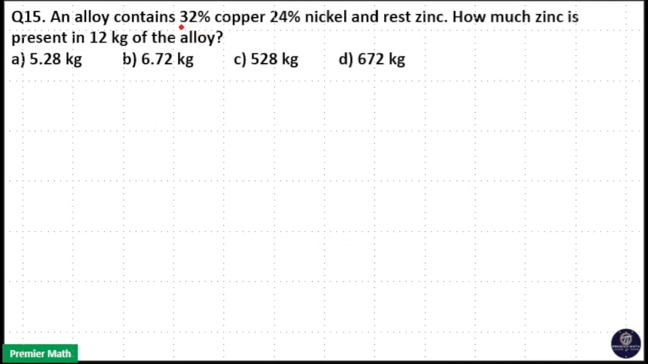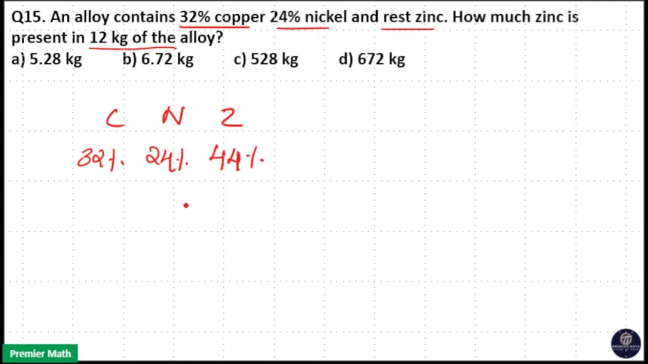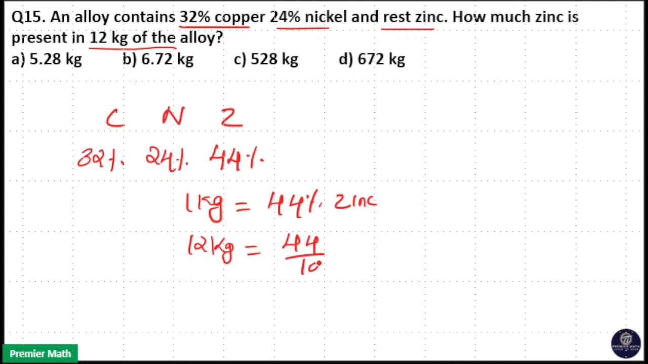Next is question number 15. An alloy contains 32% copper, 24% nickel and the rest is zinc. How much zinc is present in 12 kg of alloy? Here copper, nickel and zinc in an alloy. That is 32% copper and 24% nickel and the rest is zinc, so 32 plus 24 is equal to 56. 100 minus 56 is equal to 44%. So in 1 kilogram, we have 44% zinc. So in 12 kilogram, we have 44 by 100 into 12. So 12 into 4 is equal to 48, plus 4 is equal to 52. So 528 by 100 is equal to 5.28 kilogram. So option A is your answer.